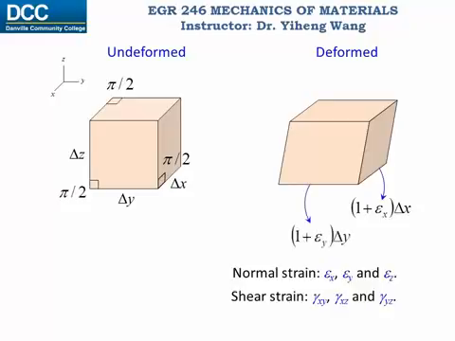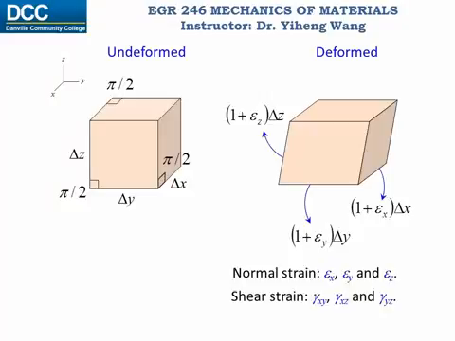New length 1 plus epsilon y multiplied by the original length delta y for the length along the y direction. And new length 1 plus epsilon z multiplied by the original length delta z for the length of the side along the z direction. If you say this is not quite along the z direction, well, don't forget that this is a particle with infinitesimal sides, and all the normal strains and shear strains are very small. Therefore, this approximation is good enough.